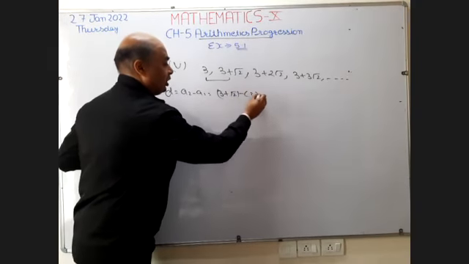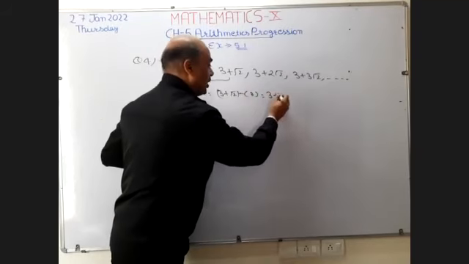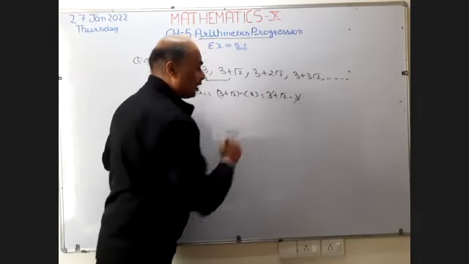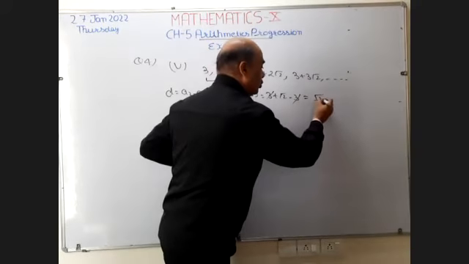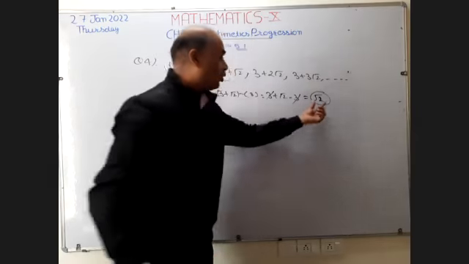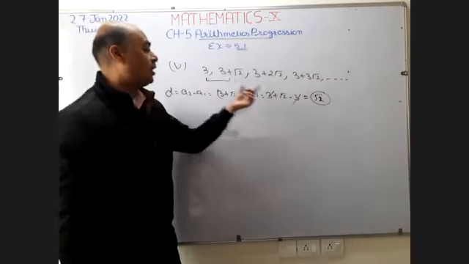What is a1? 3. Now open the bracket: 3 plus root 2 minus 3. This 3 is going to cancel. What is left? Root 2. So it means the common difference becomes root 2. Between the first two terms, the common difference is root 2.